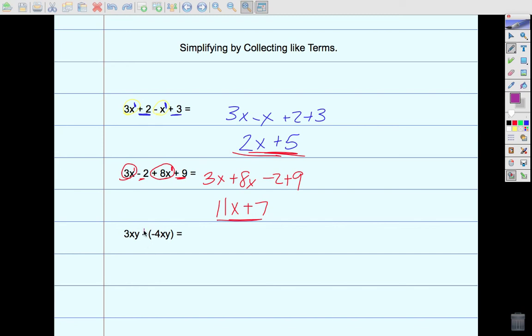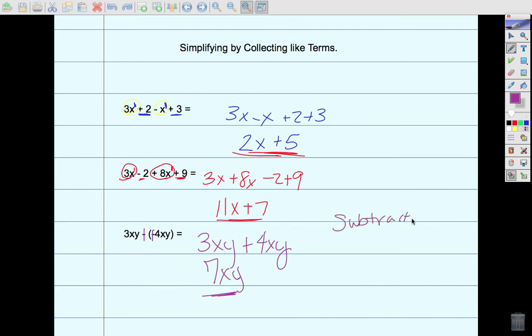If we remember right, we can change any subtraction problem into an addition problem. So if I change my subtraction into addition, I have to change all my signs after that. And the only sign I have to change is to my negative 4. So this becomes a positive 4xy. So I can add these together. So I have 3xy plus 4xy. And I can just add my coefficients there. So I have 7xy. And that would be our simplified version.